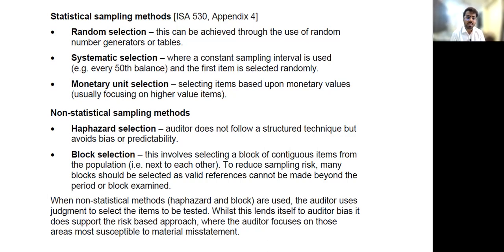Next, when non-statistical methods are used, the auditor uses judgment to select the items to be tested. His own judgment is involved in the selection of the items. While this lends itself to auditor bias, it does support the risk-based approach where the auditor focuses on those areas most susceptible to material misstatement. The areas where he thinks there's more possibility of misstatements, he will select items from in the case of the non-statistical sampling method.